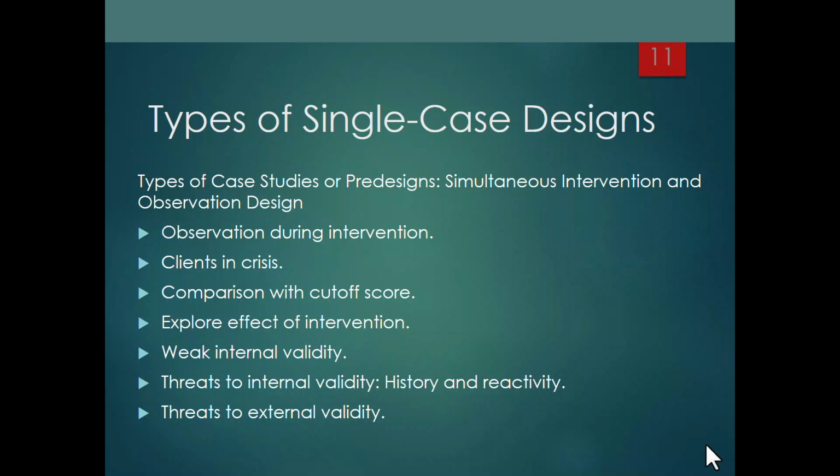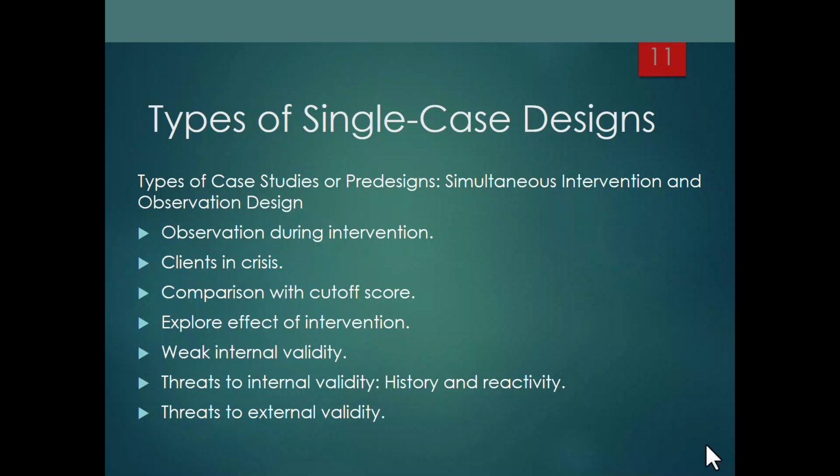However, scores on outcome variables are compared with a cutoff score, which is used to indicate if the person's scores put them in a certain category. Such designs help researchers explore if an intervention is having or is not having the intended effect. This design does not control for extraneous variables, so it has a weak internal validity.